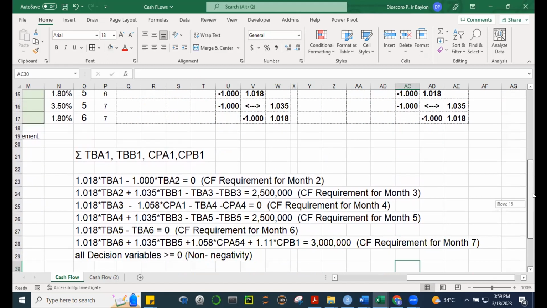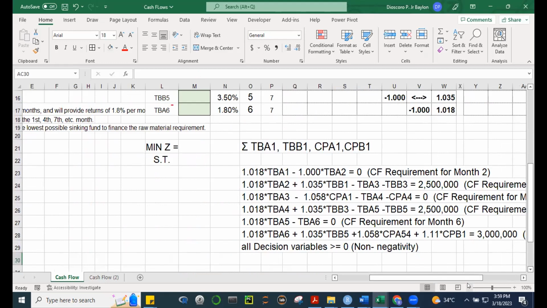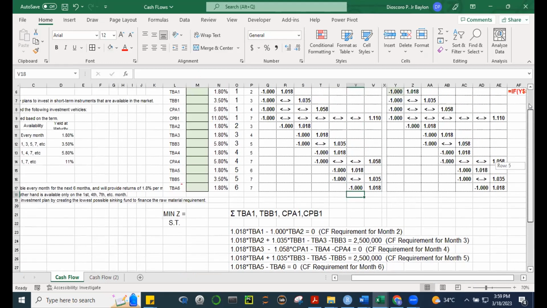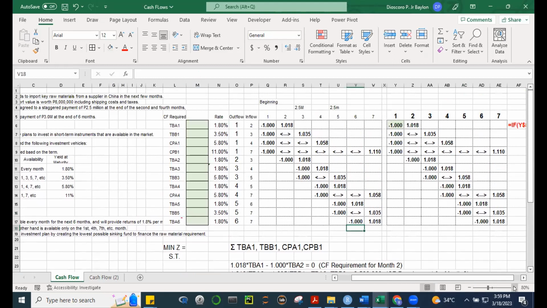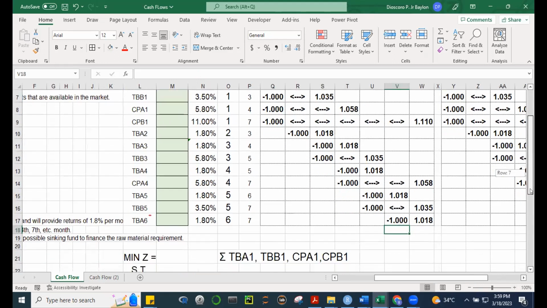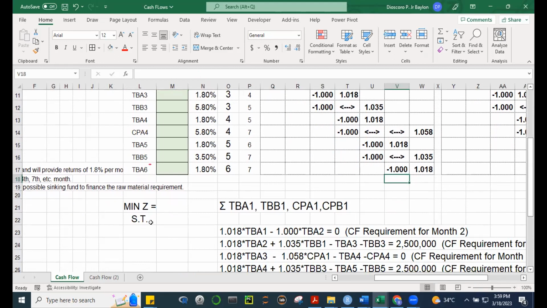Okay, so we have set up our LP already. That takes care of, number one, our decision variables. What are our decision variables? TBA1, TBB1, up to TBA6. These are the amounts to be invested in these instruments. Then the objective function is a minimization problem. Minimize Z equal to TBA1 plus TBB1 plus CPA1 plus CPB1. So these are your initial investments.